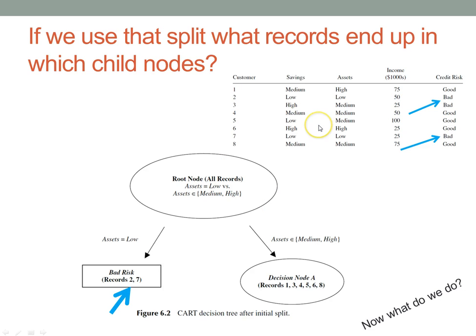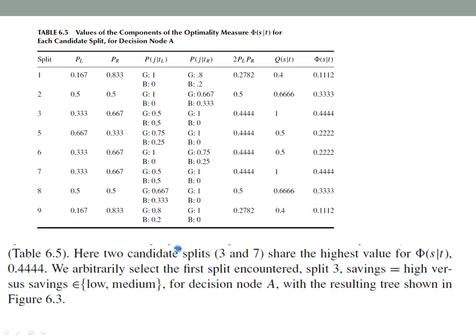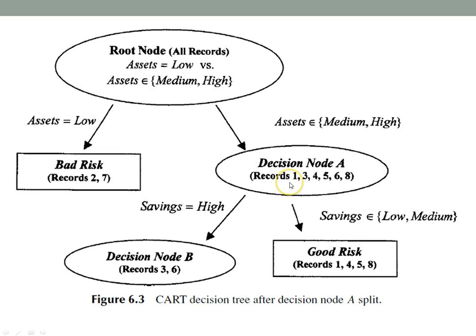So what they do next here is they talk about what we should do for the next one. I won't go through it, it's the same idea. So we just go through it again, and we get this kind of tree now. So we get assets, low versus medium high, and then this node is savings. It turns out that the best node, given that you're here, is savings with the split of high versus low medium. That gives you records three and six here, and gives you records four, five, and eight here.